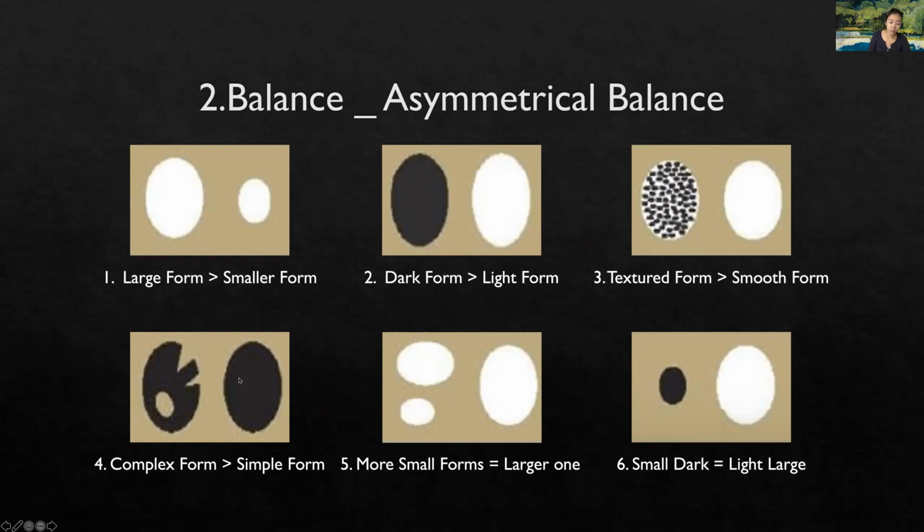And the fourth one is a complex form is visually heavier than a simple form of the same size. And the fifth one, two or more small forms can balance a larger one. And the last one, a smaller dark form can balance a larger light one.